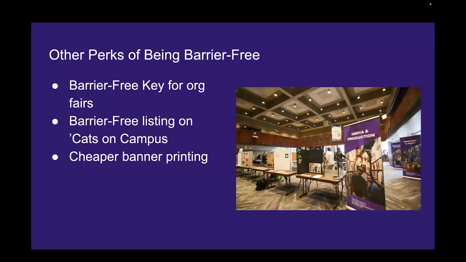As a barrier-free org, you get a barrier-free key to put on your boards or at your table at an org fair. So when folks are going about the fair and looking at different boards, they can see this big key and know that you're a group that they can join without any sort of barrier. This key will also appear on Cats on Campus.